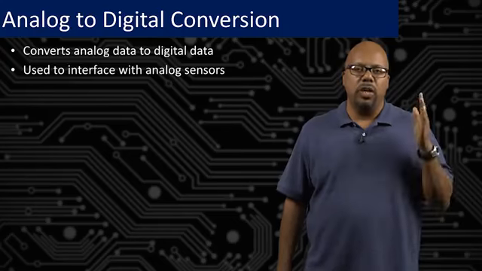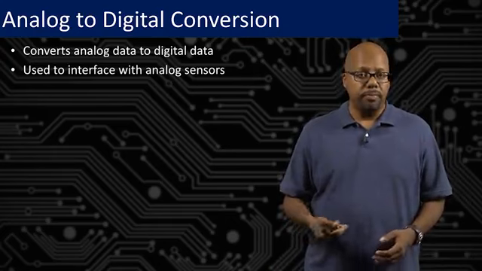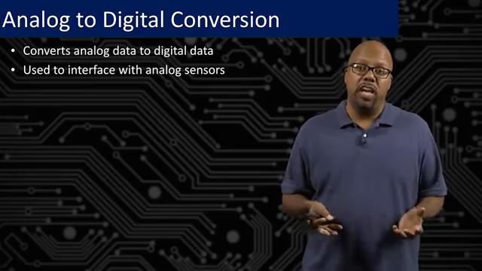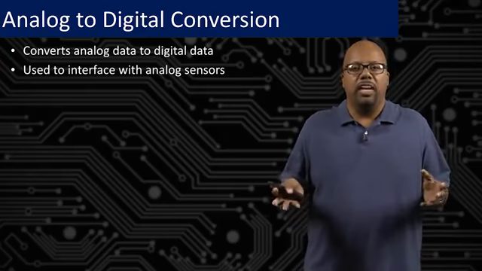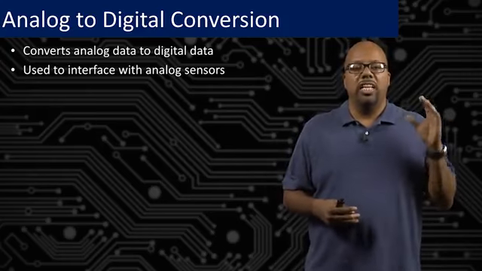But just understand that what it does is it takes an analog value and converts it to a digital number. Now, this digital representation may be an approximation of the actual analog value, but that's okay. It can be a pretty accurate approximation, as accurate as we need. So we need analog to digital conversion at a lot of our inputs.